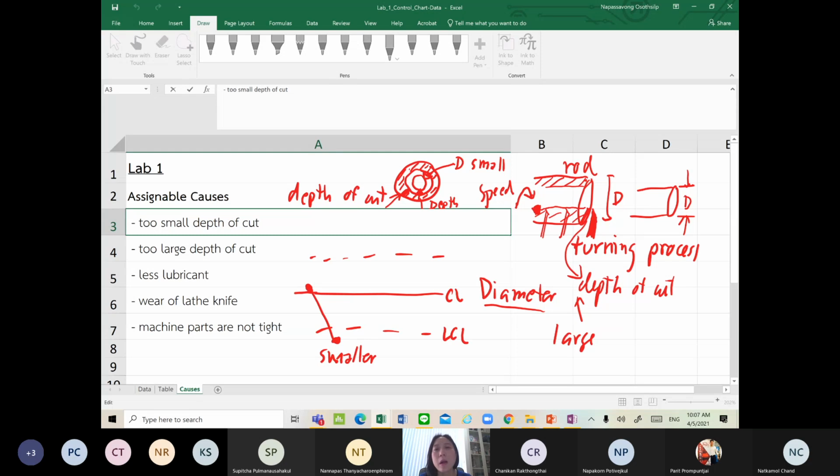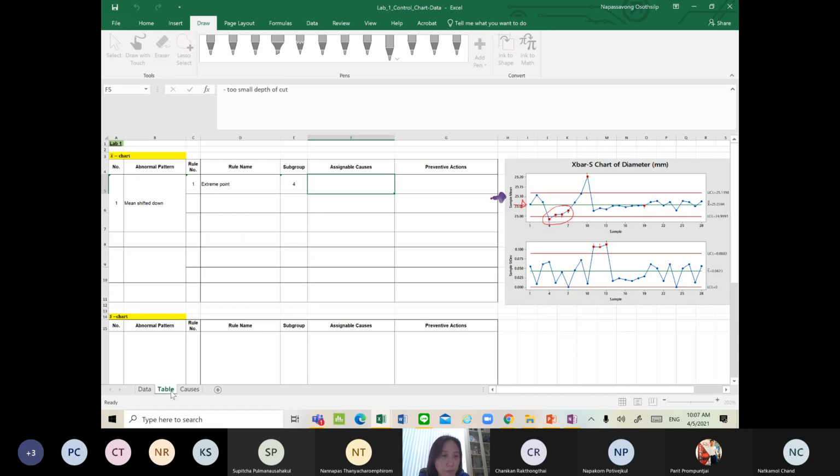And large depth of cuts may be caused by an inexperienced worker coming into the process, and then she detects that, for example, let me see. Okay, suppose she takes a look at the charts, and then she feels that these 3 points are above the center line.